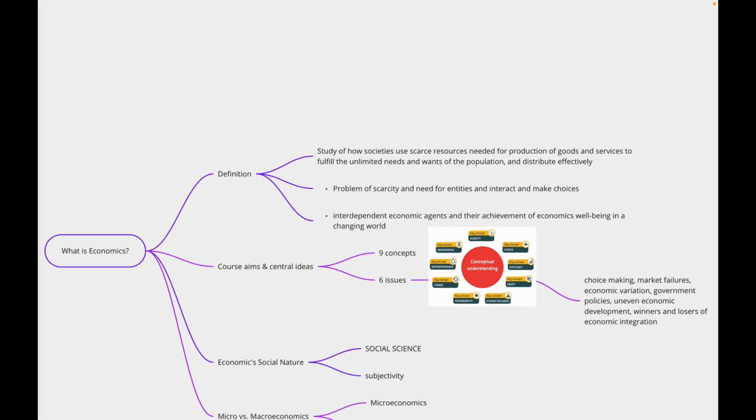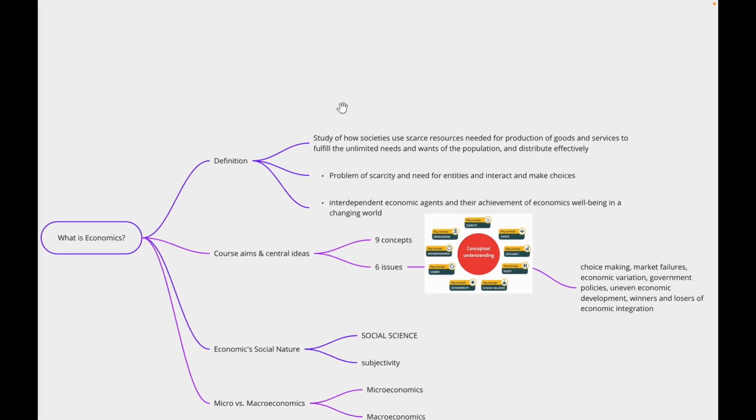Economics is the study of how societies use scarce resources needed for production of goods and services to fulfill the unlimited needs and wants of the population, and how to distribute them effectively. In simpler words, we have come up with 2 bullet points. Firstly, it is the problem of scarcity and the need for entities to interact and make choices. And secondly, it is the interdependent economic agents and their achievement of economic well-being in a changing world.